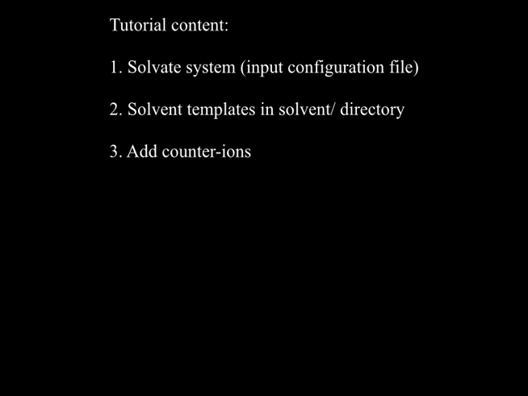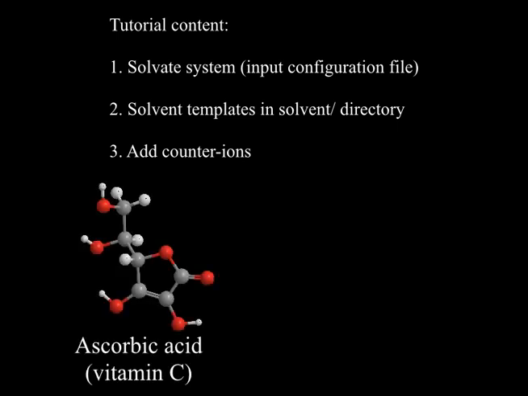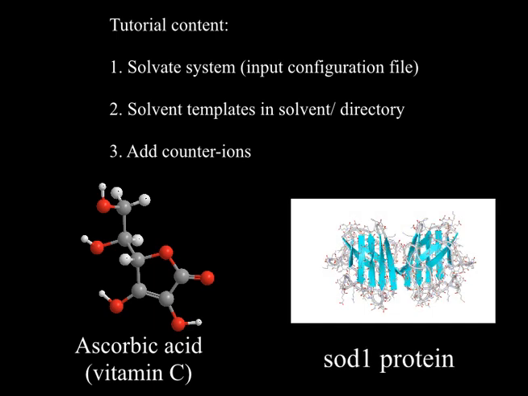I'm going to solvate two structures from the examples directory. The first one is a single ascorbic acid molecule, commonly known as vitamin C. The second one is the superoxide dismutase protein enzyme that is encoded by the SOD1 gene.